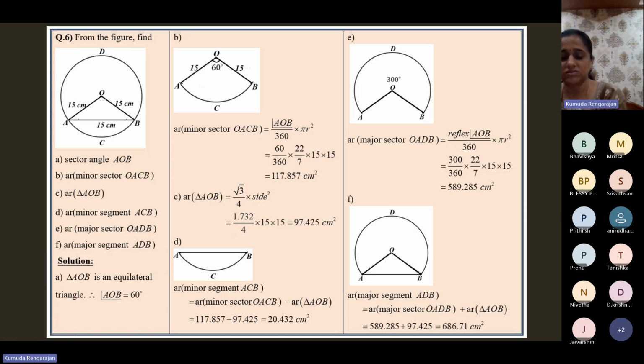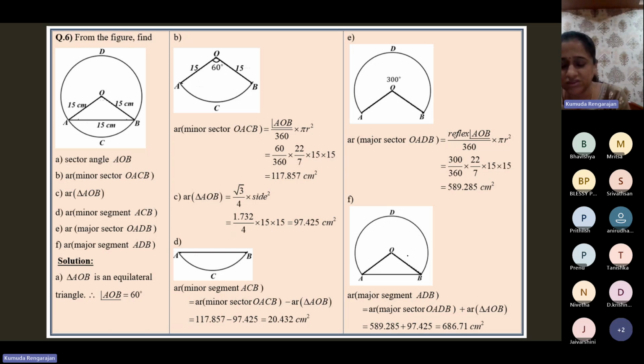Major segment. So see here, this is the minor segment. This one is the minor segment. So the rest of the circle is the major segment. The rest of the circle is called the major segment. See here, this is the minor segment. Now, if you take away the minor segment, the rest of the circle is the major segment.